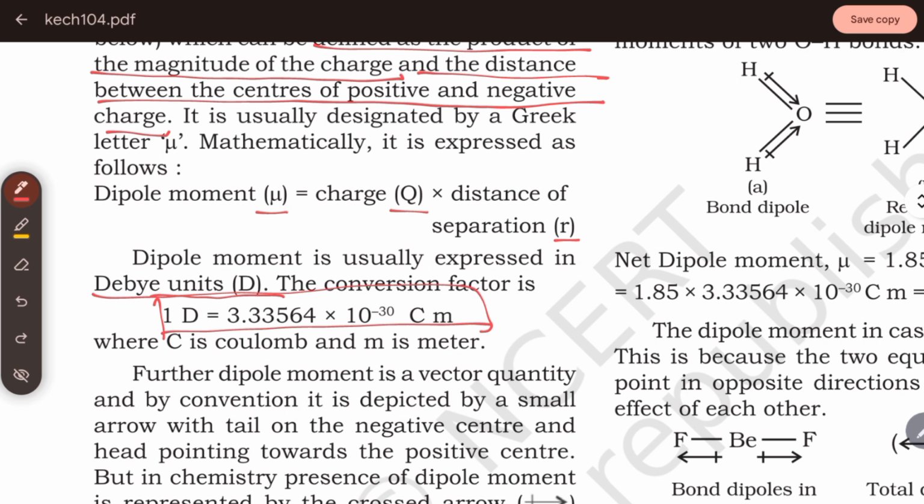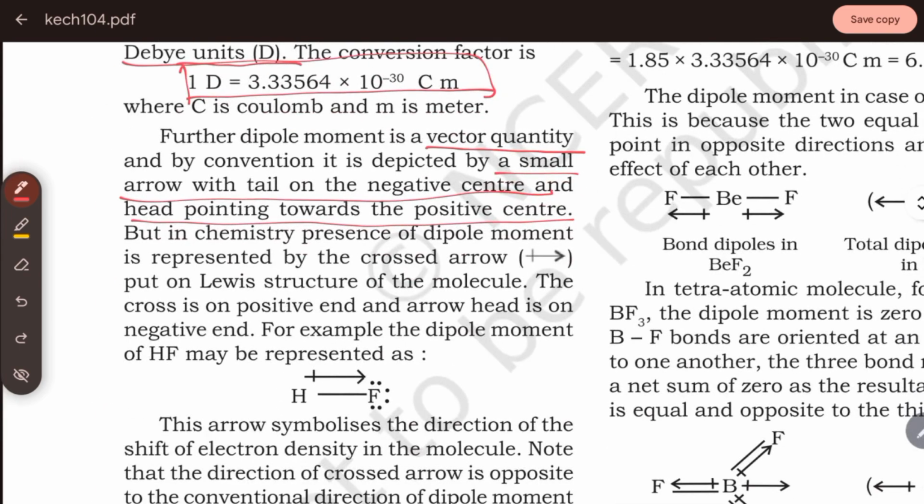Now, this dipole moment is a vector quantity, because the moment is directed towards the more electronegative atom. It is depicted by a small arrow with its tail on the negative center and its head pointing towards the positive center. So here we write a dipole moment in this manner. This is your bond moment, because HF has only two types of atoms. So it is known as the bond moment.